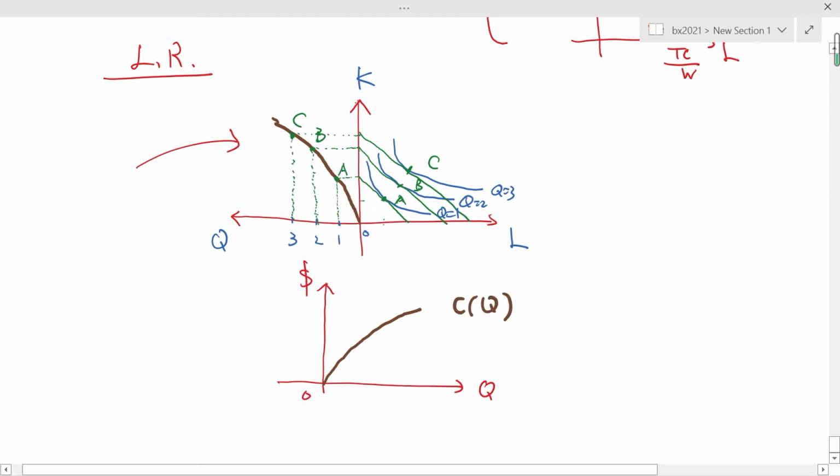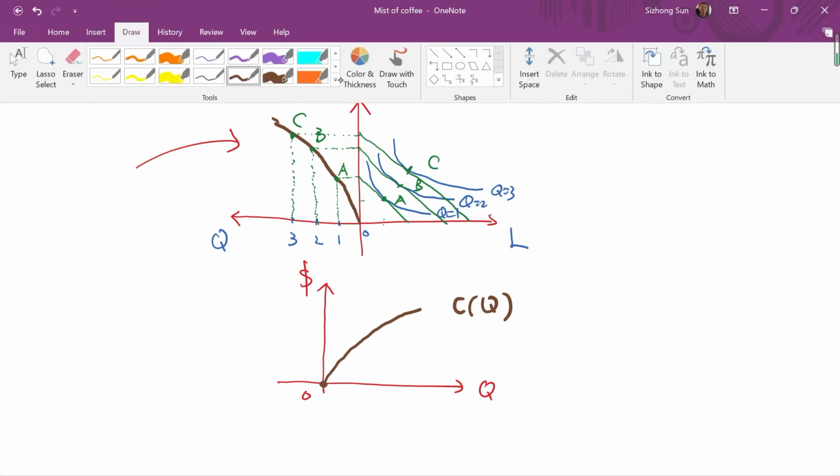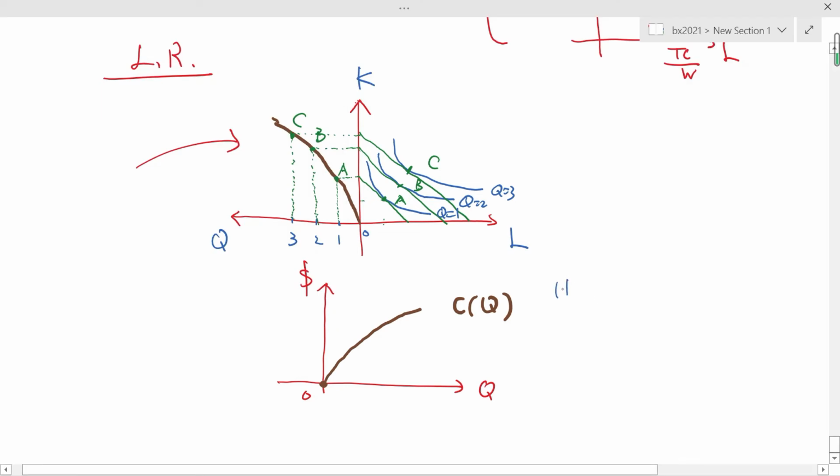That's the long run cost function, and it starts from 0, because in the long run, if you produce nothing, you can adjust both capital and labor freely. So the cost for you is actually 0. Several observations here. One, in the long run, if you produce 0 units, the cost is just 0, so it starts from the origin.